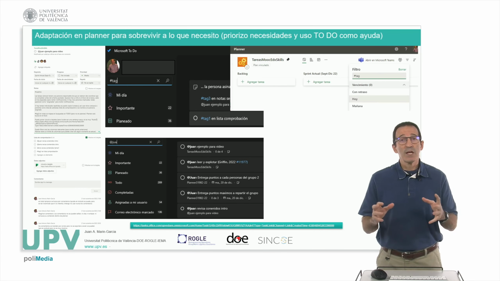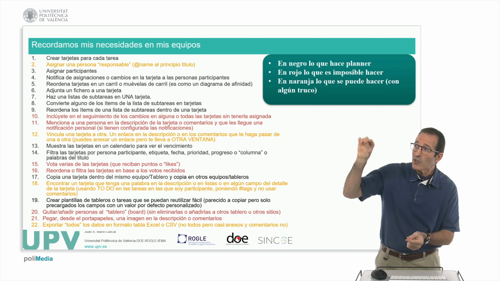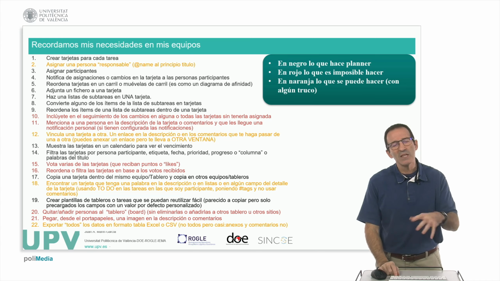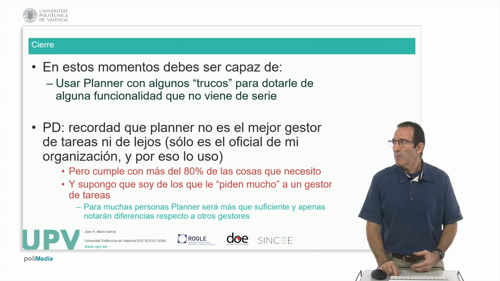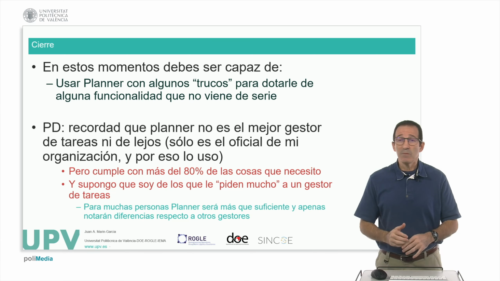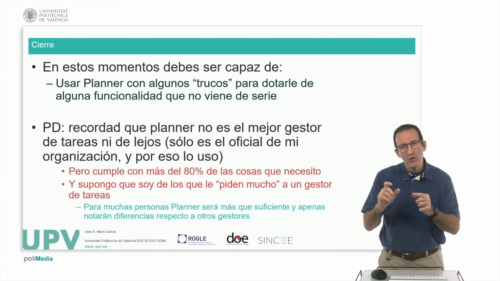With this, you get an idea of some little tricks that I have used to overcome these things highlighted in orange. So practically with Planner, I can do about 80% of the things that interest me at this point. You could use Planner and even apply some tricks to do some slightly special things that would otherwise be complicated with Planner.